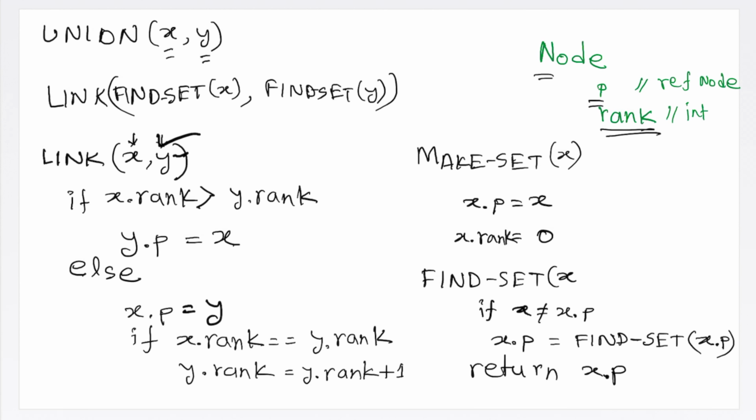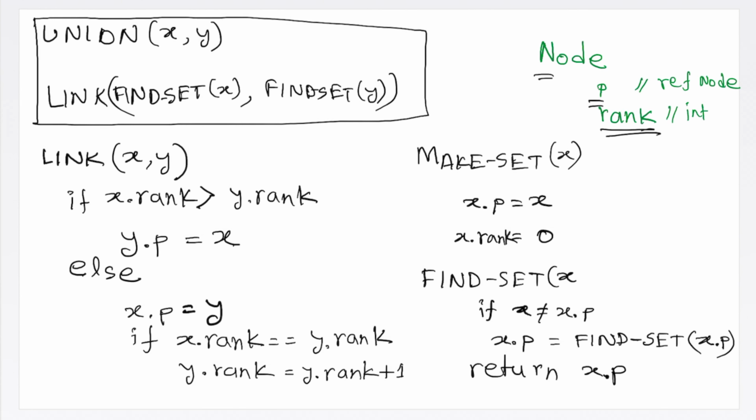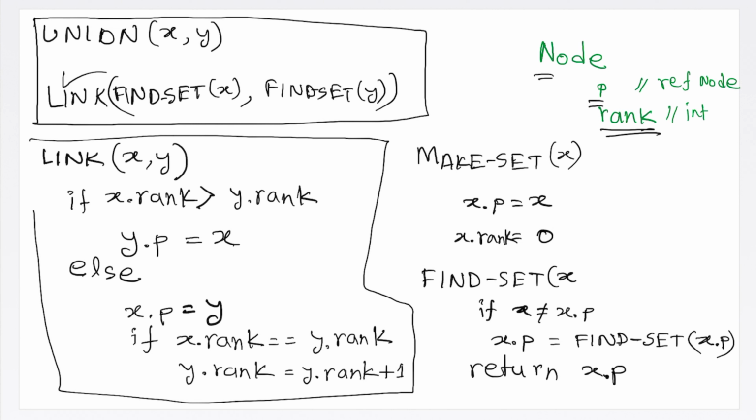That is because when x.rank and y.rank are equal and we have made y the parent of x, we have actually increased the rank, or the height, of the tree by 1 level. This is why the root y should have 1 added to its rank variable. Again, this part is our union function. The union function calls another function named link, and this is our link function.